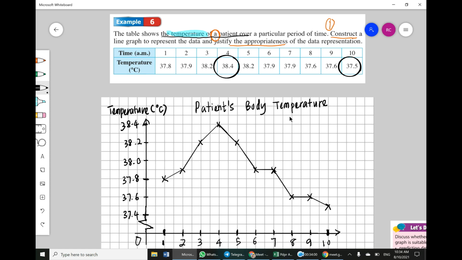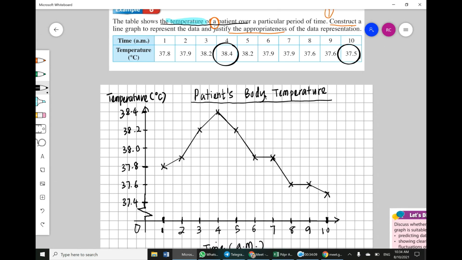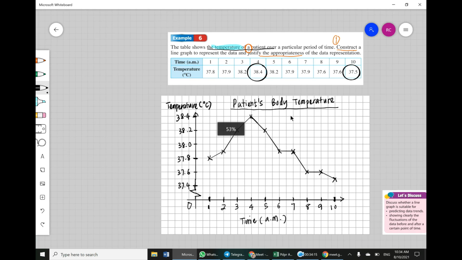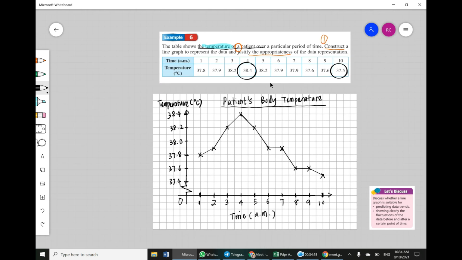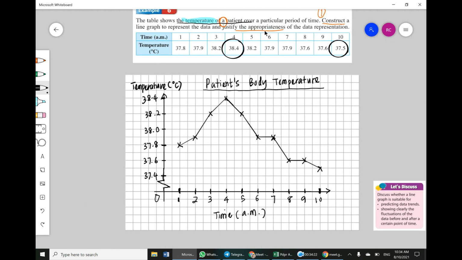Sometimes to make it nicer, you can just underline your title like this. Okay, and make sure it's on top of the graph, not like mine, because mine is already a bit squeezy over here. So try to write it on top of your graph so that your graph looks nicer. Okay, so we have done the graph over here. You already said that we have another task to do, that is to justify the appropriateness.